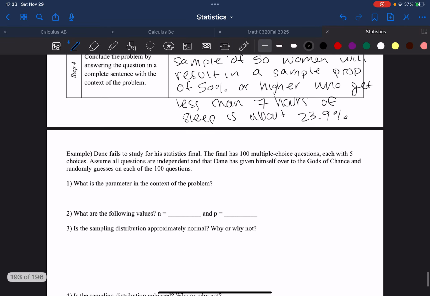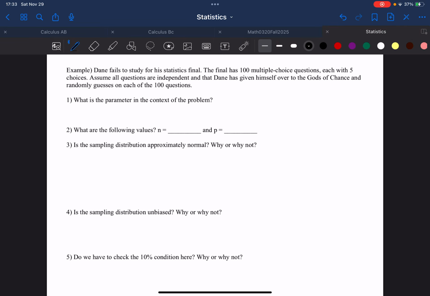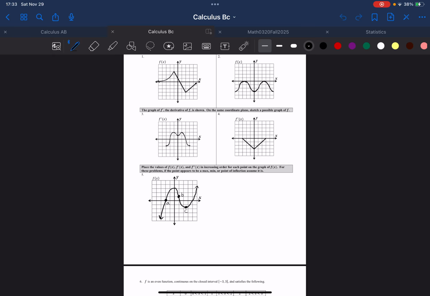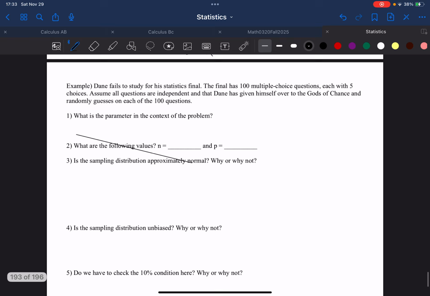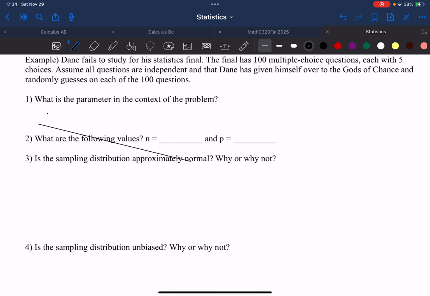Okay, let's look at another example. It says Dane fails to study for his statistics final. The final has 100 multiple choice questions, each with 5 choices. Assume all questions are independent and that Dane has given himself over to the gods of chance and randomly guesses on each of the 100 questions. So number 1 says, what is the parameter in the context of the problem? Well, p is equal to the proportion of questions Dane gets correct.